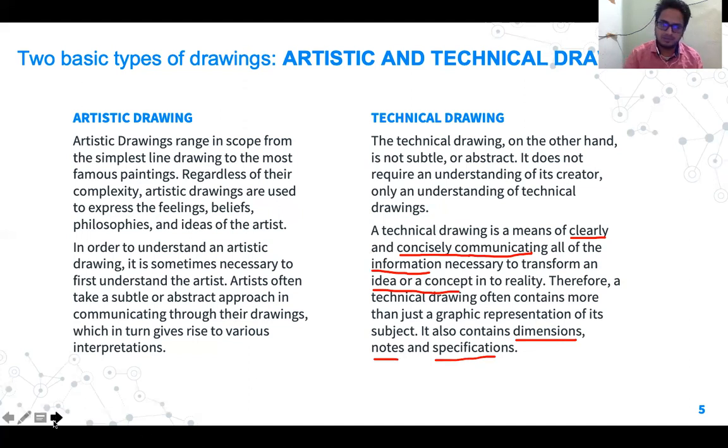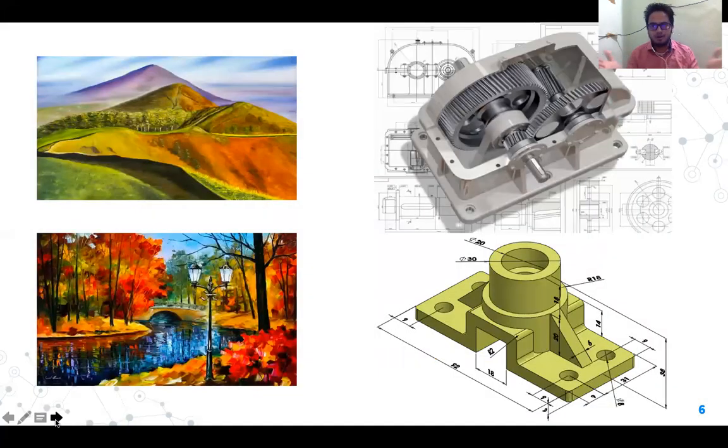Now I will show you one illustration for a clearer picture. On the left hand side, you can see there are two images. In the first image, one mountain is there, blue skies are there, greenery is there all around. Just below that, there is one figure in which one river is there, forest is there, a bridge is there, and a lamp post is there. The two figures that you see on the left hand side are called artistic drawings.